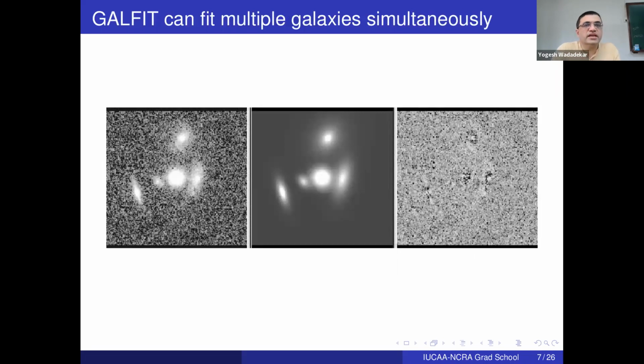GALFIT has one advantage, that it can fit multiple galaxies simultaneously. So what you see on the left side is like 5 different galaxies, part of a group, and GALFIT can fit all of them together. So it fits Sersic bulges and exponential disks and point sources if you want, or any other component simultaneously to all of these 5 things. So what you see there is the model, and on the right panel is the residual, which is sort of noise-like, indicating that you've got a good fit.